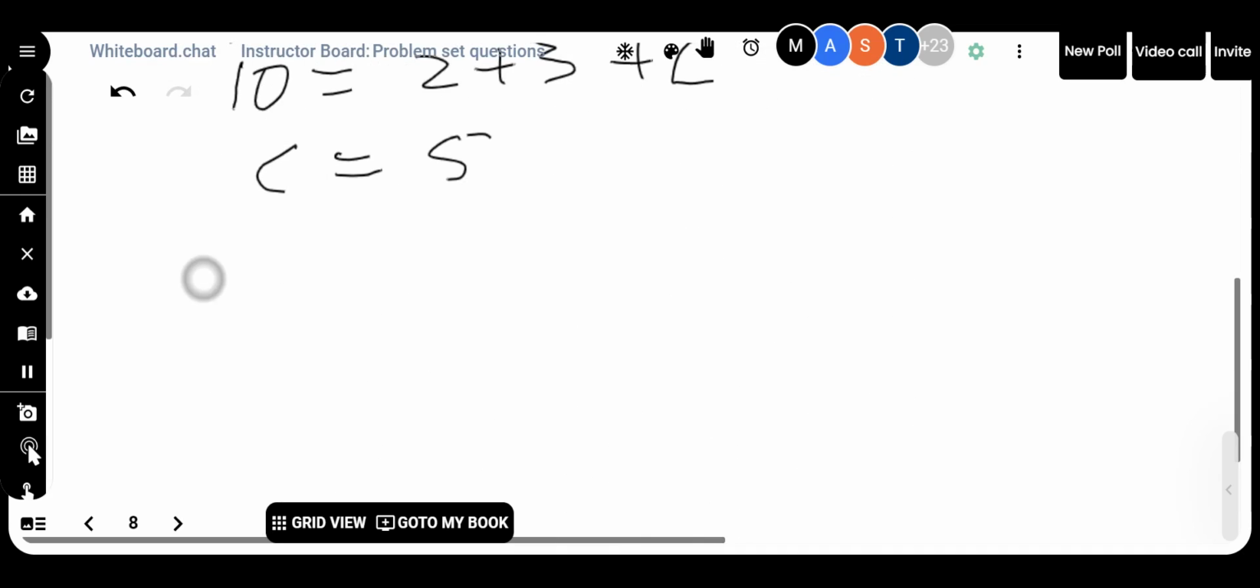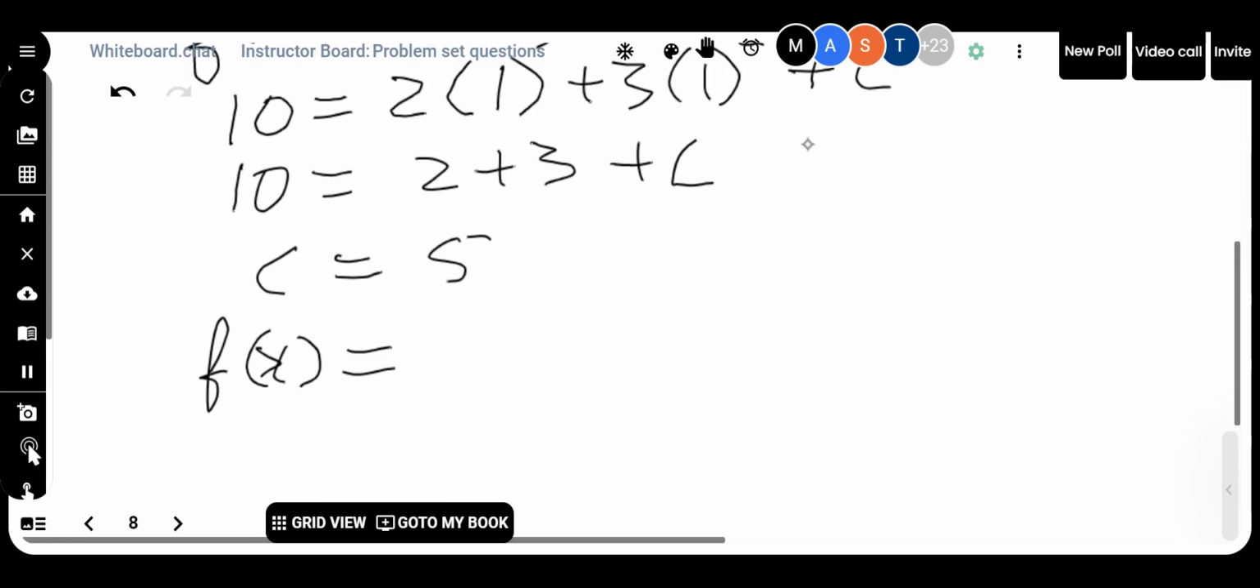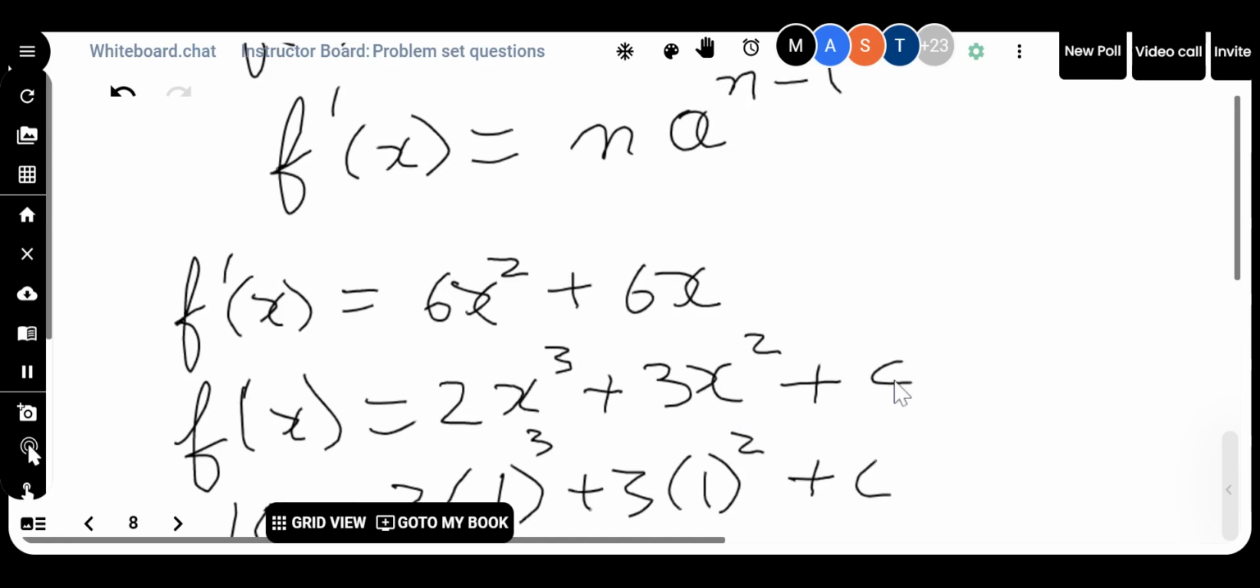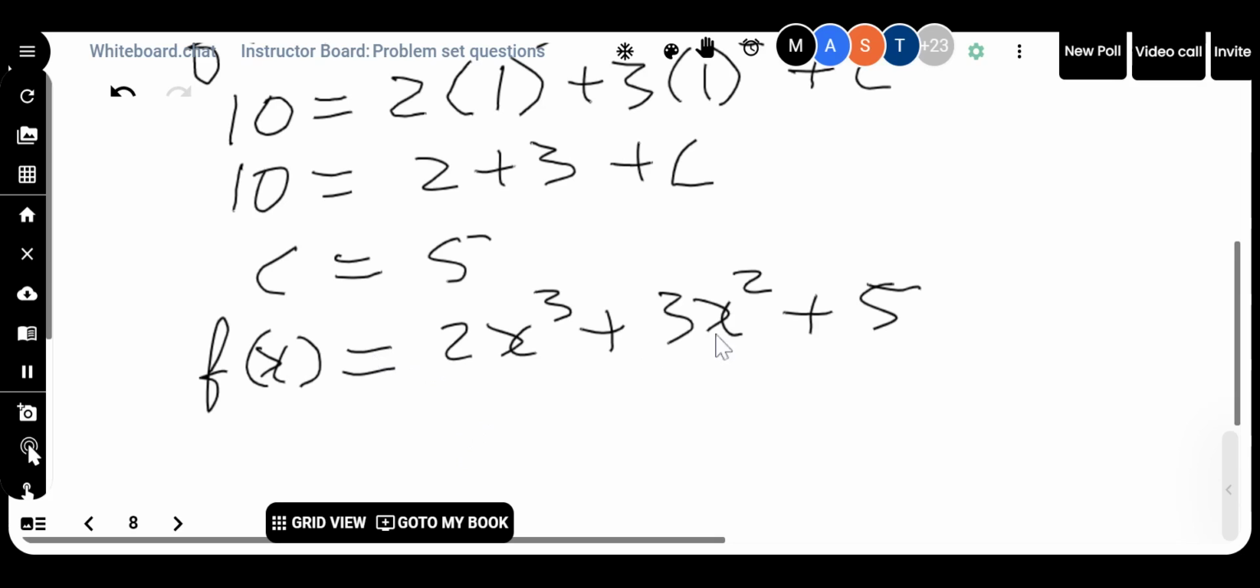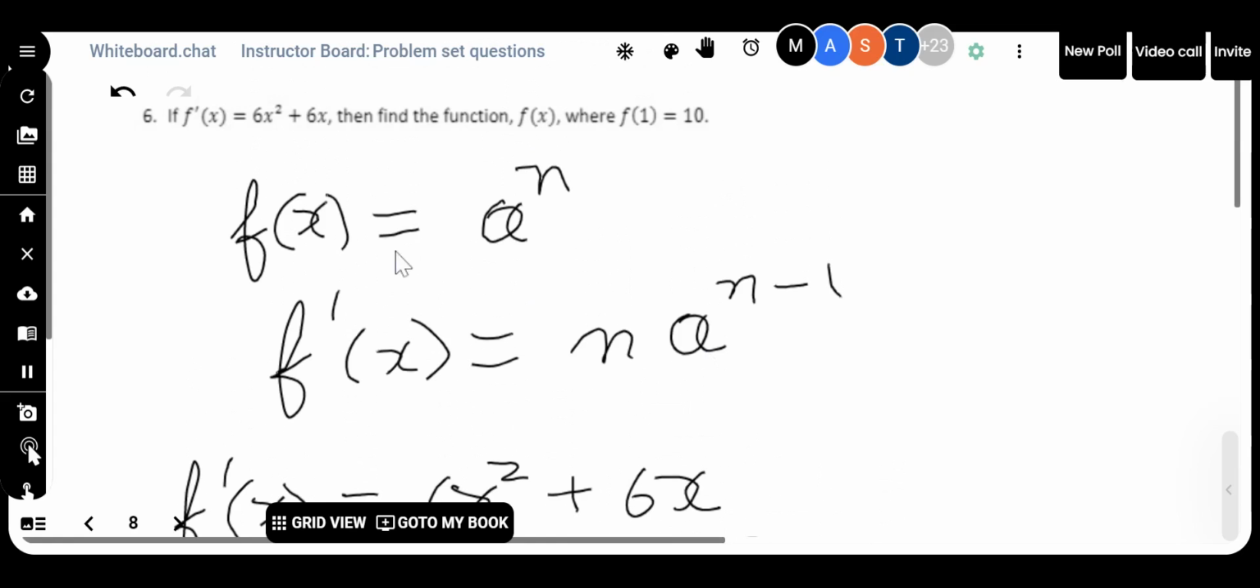The original function, f of x, is 2x cubed plus 3x squared plus 5. Right? Here's the function with the c that we didn't know. We had 1 point, the 1 and the 10, plug that in, and we found out that c was equal to 5. Here's your function, right? And in this function, plug in 1, you're going to get 10. The derivative of this function is 6x squared plus 6x, which is exactly what we said the derivative was. Okay? So that's not so hard at all.